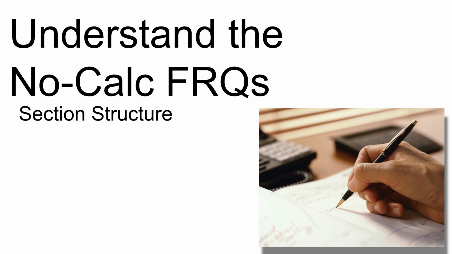Section 2 of the AP Calculus AB exam contains 6 free response questions. The last 4 questions in this section are answered without the use of a calculator. You'll have 60 minutes to answer these 4 questions. It's recommended that you spend about 15 minutes on each question.